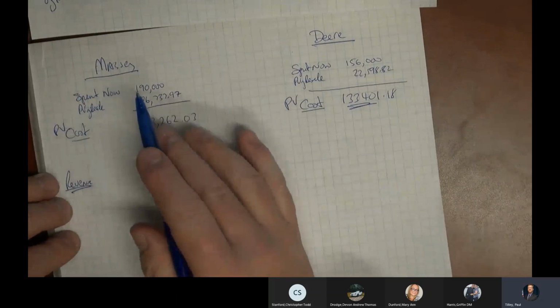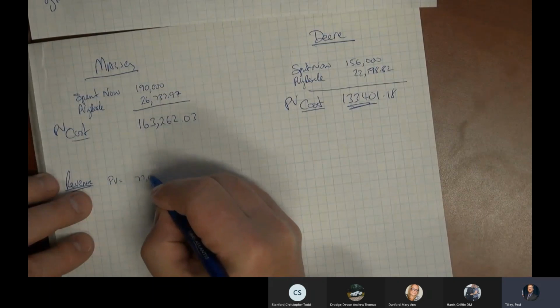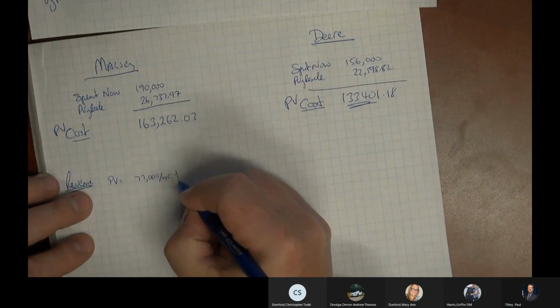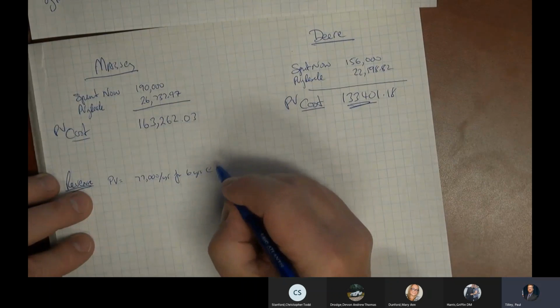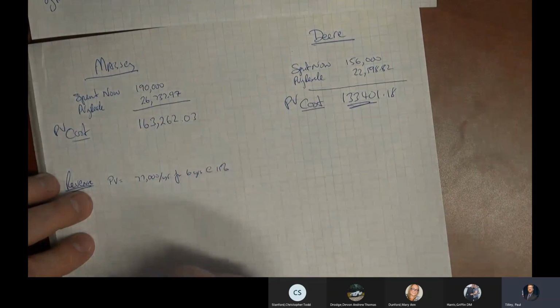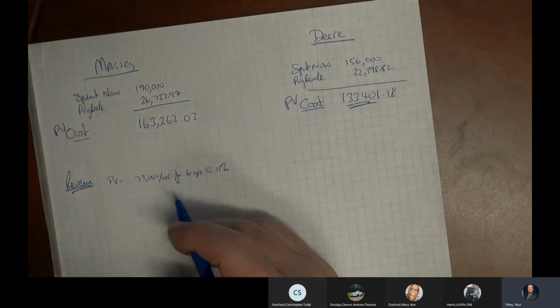The Massey tractor, we're saying that we're going to make $77,000. So what we need to be able to do is calculate the present value of $77,000 per year for 6 years at the discount rate, which is 11% for this one here. So let's plug that into the formula.